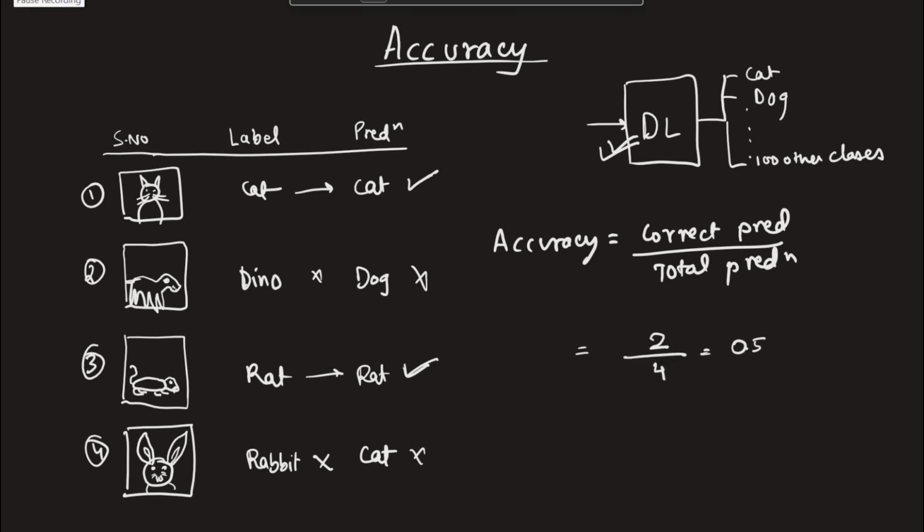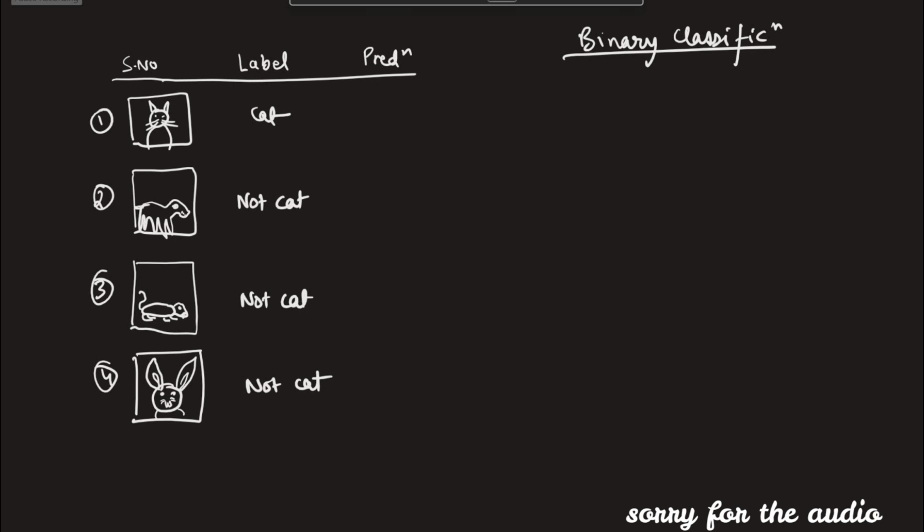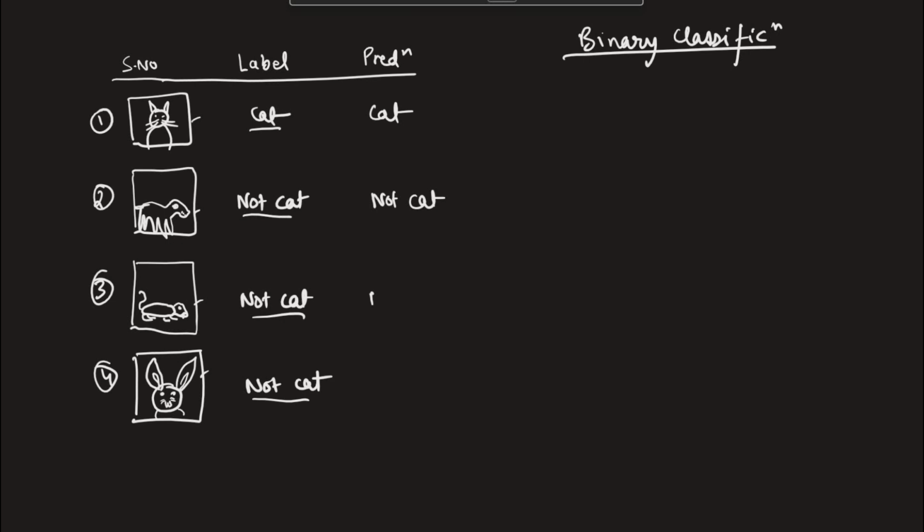So this is a case of a multi-class classification. Let's see what happens in a binary classification. In a binary classification, the labels are either cat or non-cat, that is, only 2 classes are there. And the model can also predict either cat or not cat. So let's say in this case it predicts cat, in this one it predicts not cat, and this predicts cat. So what will be the accuracy of this deep learning model?